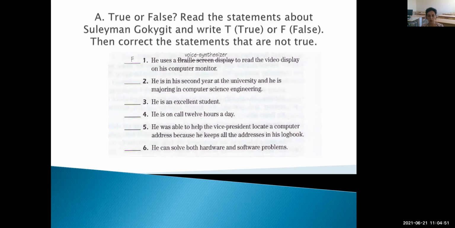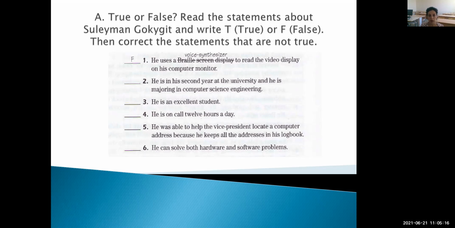So let's start from the first one. The first one is done for you here. He uses a braille screen display to read the video display on his computer monitor. It is false, because he uses a voice synthesizer to read the video display on his computer monitor. So this is the correct version.